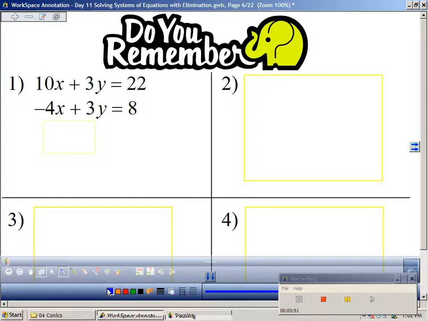What do you see up there that these two have in common? The coefficient of the y. So if I add them together, what would I get? Hold on. 6y. So what do you think I should change before I try and add them together?